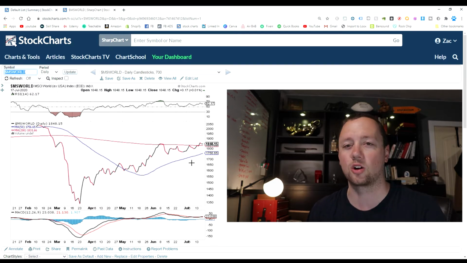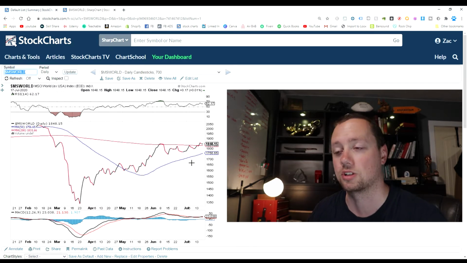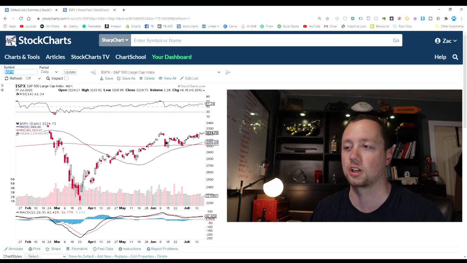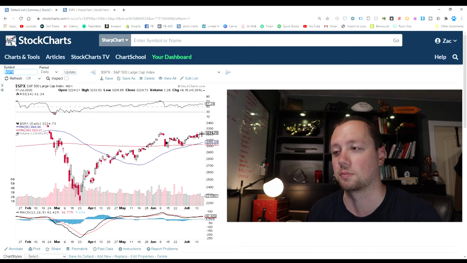This is basically the entire world minus the US. So still sort of a similar pattern as the Dow Jones Industrial. And then lastly, the S&P 500. 500 of the largest companies and most important companies in the United States. Very similar trading pattern to the Dow Jones.